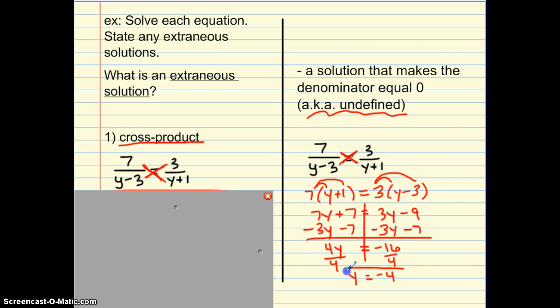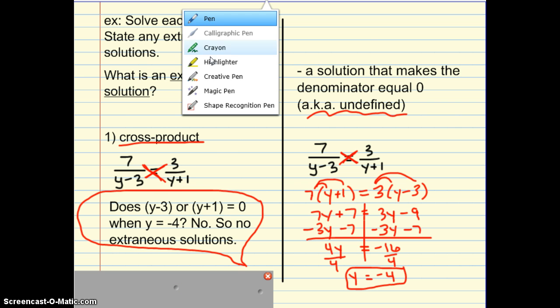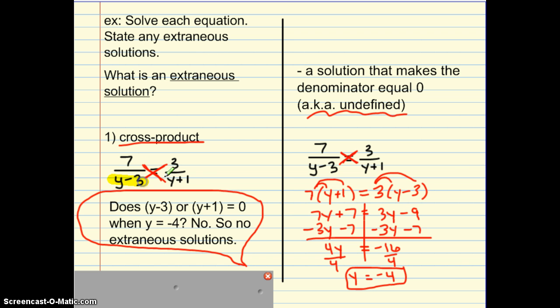So we get a solution of y equals negative 4. And the question that we want to ask ourselves is, does y minus 3 or y plus 1 equal 0 when y is equal to negative 4? Well, no. So there are no extraneous solutions in this problem.